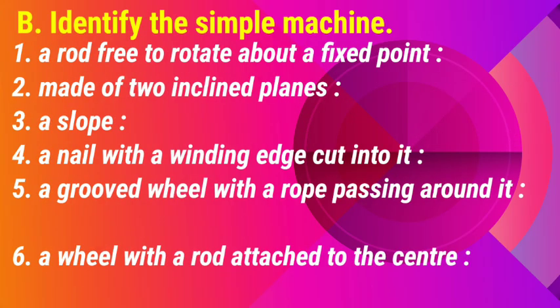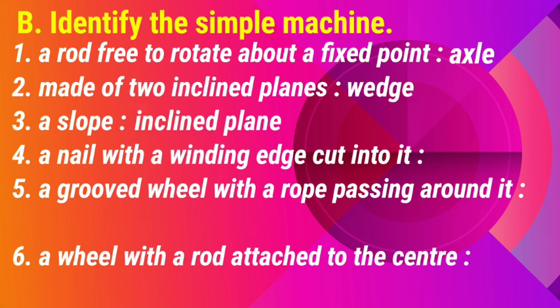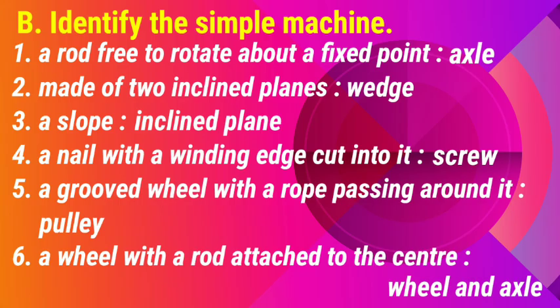B. Identify the simple machine. 1. A rod free to rotate about a fixed point: axle. 2. Made of two inclined planes: wedge. 3. A slope: inclined plane. 4. A nail with a winding edge cut into it: screw. 5. A grooved wheel with a rope passing around it: pulley. 6. A wheel with a rod attached to the center: wheel and axle.